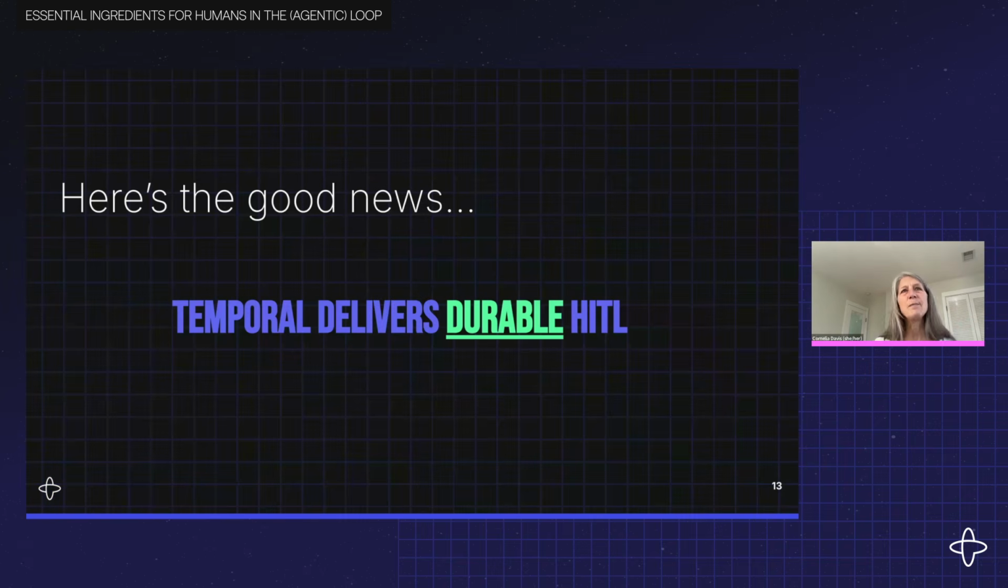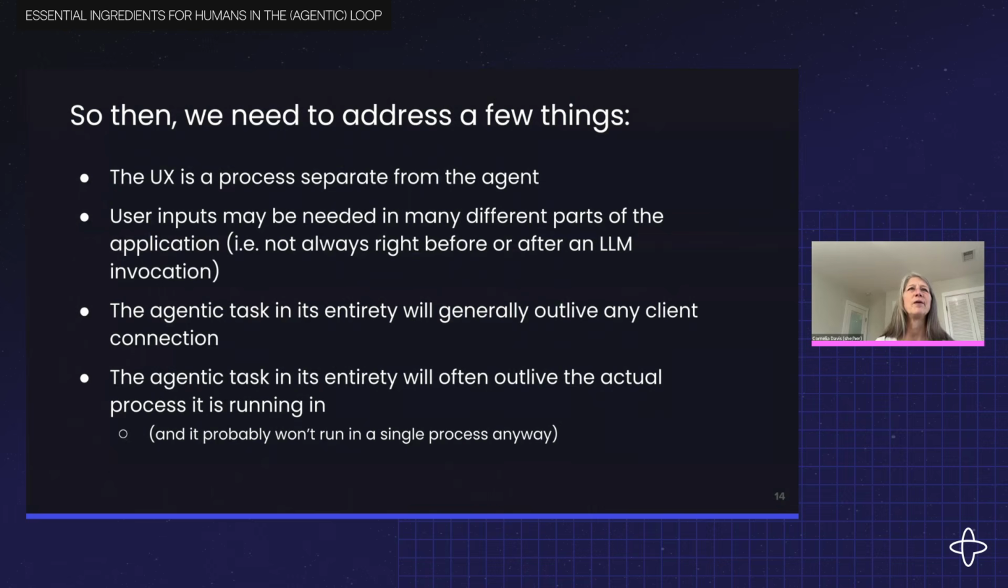All right, and so that's the punchline, here's the good news. Temporal delivers durable human in the loop. So it's durable human in the loop, not you're responsible for making it durable yourself. We deliver durable human in the loop. All right, so this is the part where we're going to start breaking this problem down into the pieces. What are the patterns? What are the pieces and parts that we need to build to put together an entire application?